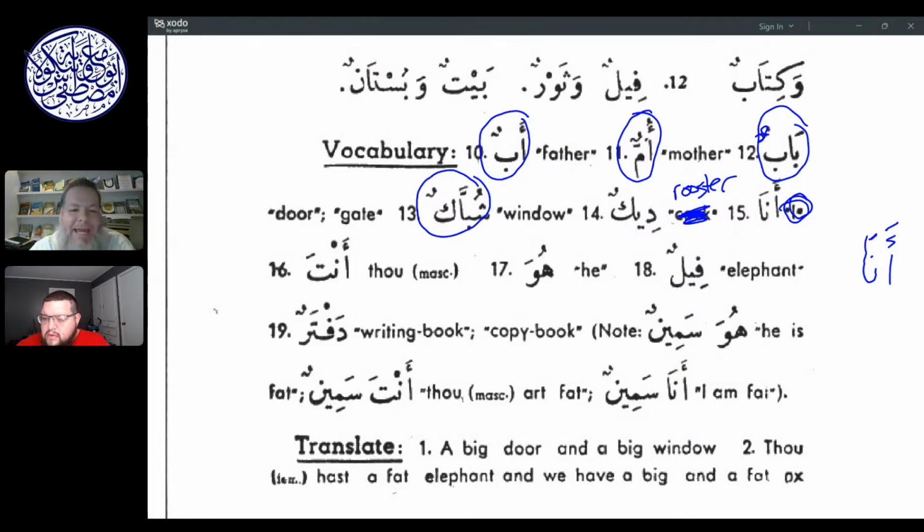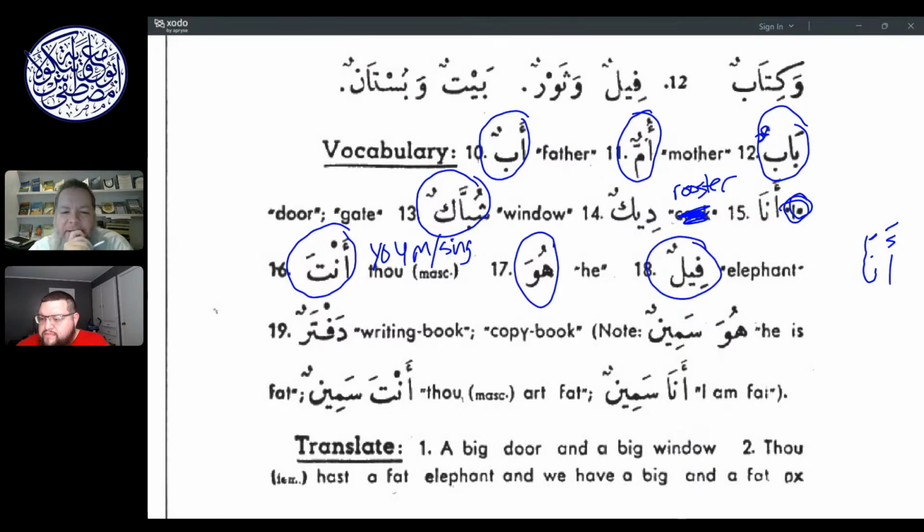The next one is anta. Anta means you, to a male, singular. One singular male. For you, female, it is anti, with a ti for a female. Excellent. And the next word is huwa, which is he, and feel, which is elephant. And then daftar. Daftarun is a notebook.